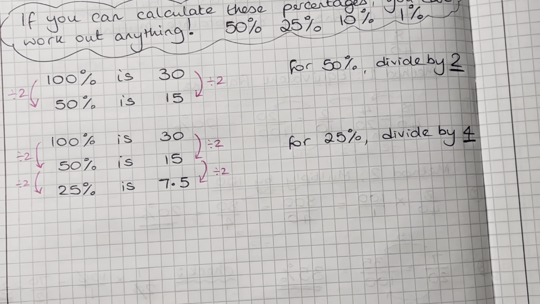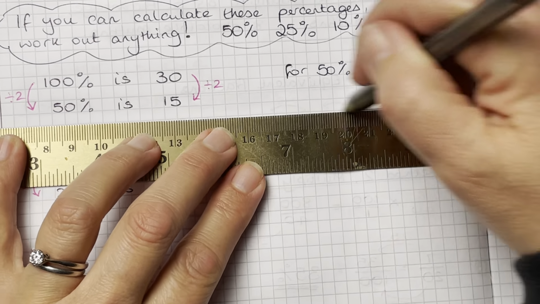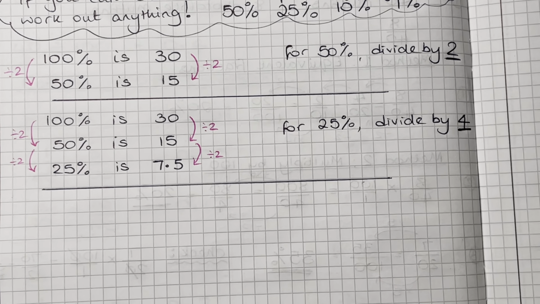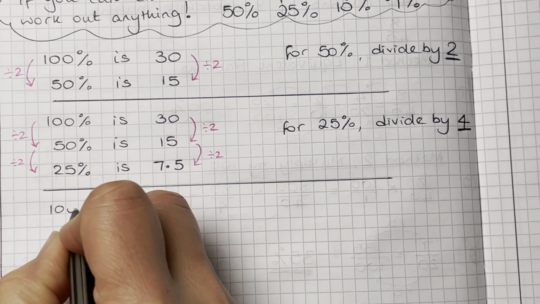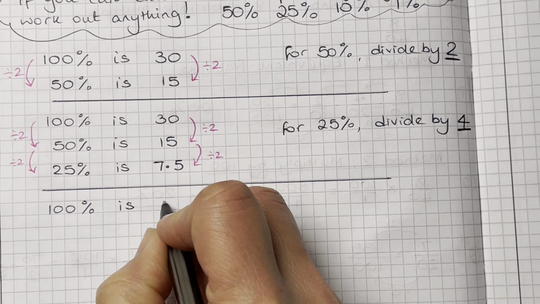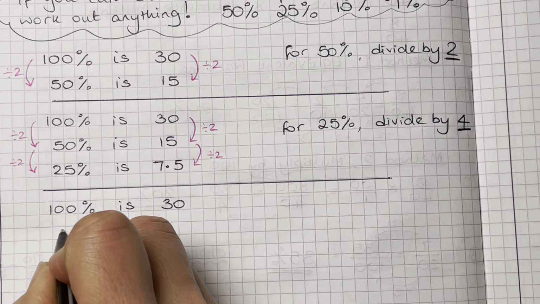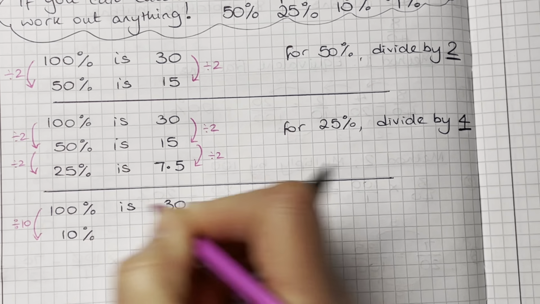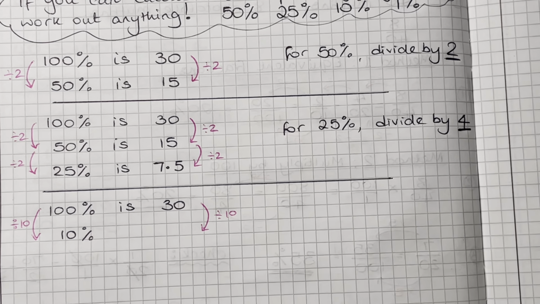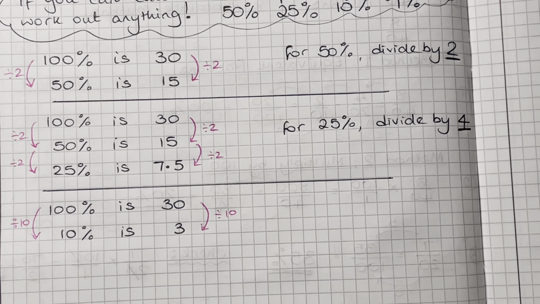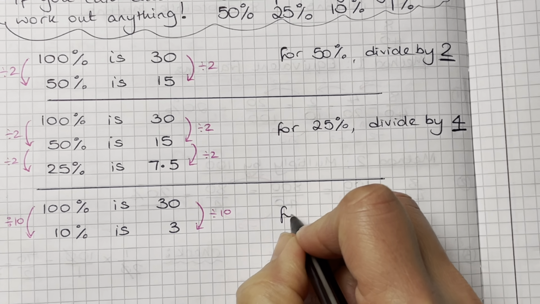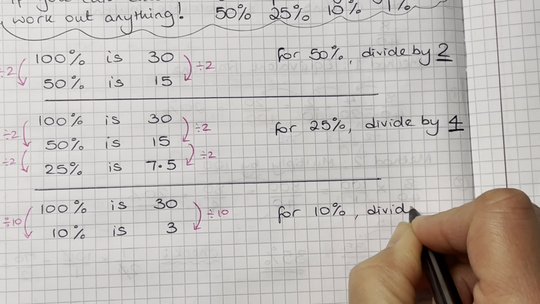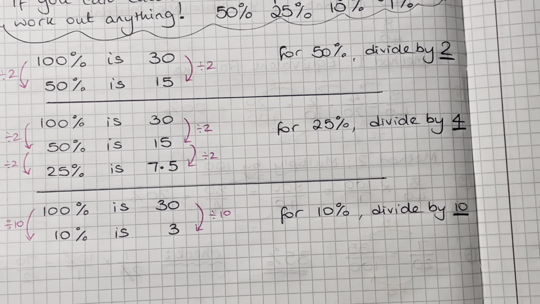I'm just going to split those up a little bit so it's really clear that we're looking at different examples here. So now I wanted to do 10%. Again, I'm going to start with my 100%. If my 100% is 30, and this time I want 10%. To get from 100% to 10%, I need to divide by 10. I need to do the same to both sides. So 10% of my number is going to be 3. I'm going to write my little key learning point here. For 10%, I divide by 10.